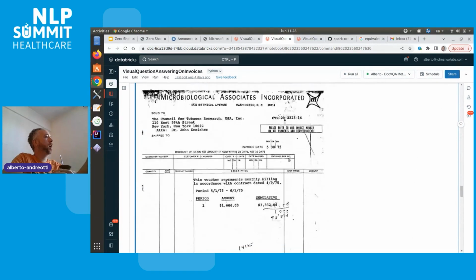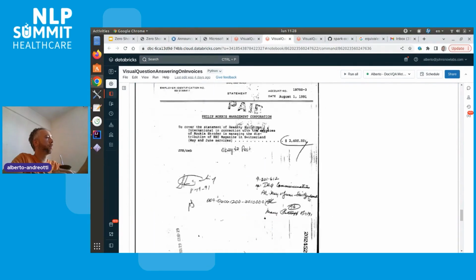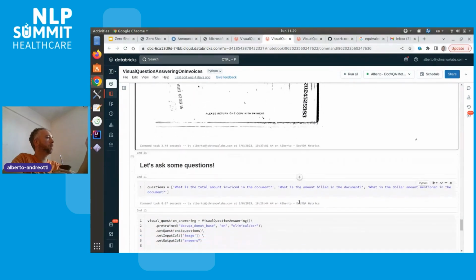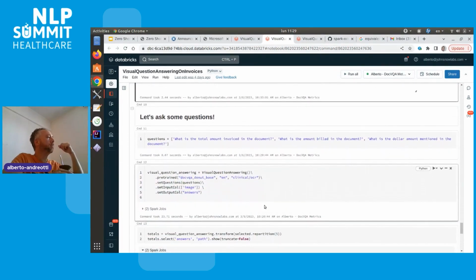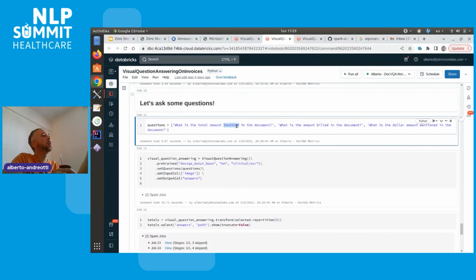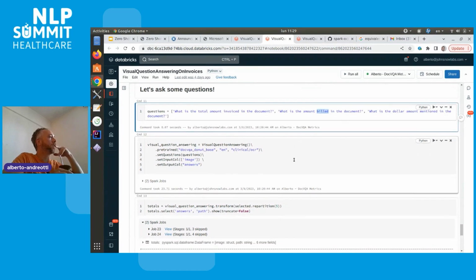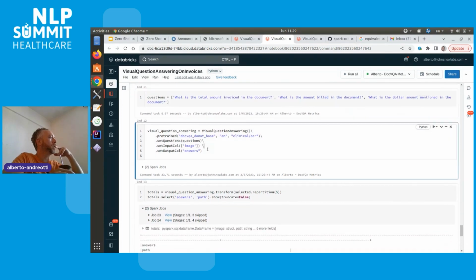Once you have your documents and you know that they're of the right class of invoice, out of the 16 classes that you have in the data set, you can start thinking about your questions, and I came up with three questions. What is the total amount invoiced in the document? What is the amount billed in the document? And what is the dollar amount mentioned in the document? That one is more general, and you're going to see that the results are not that good. We define the visual question answering in pretty much the same way as we did before.